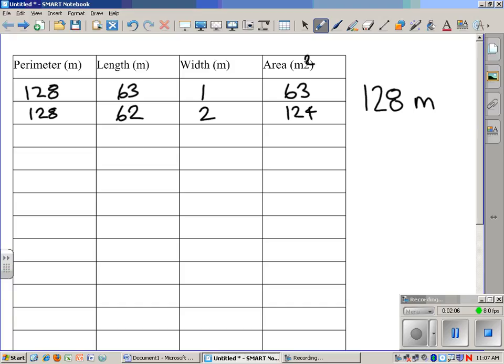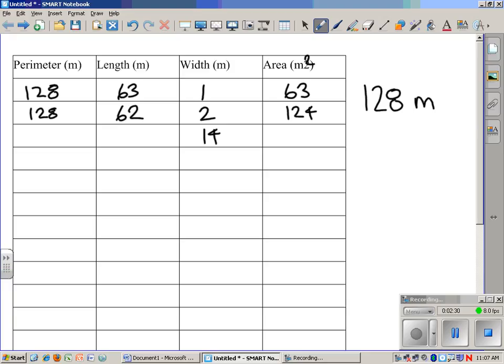Do you want to try a width of 3, or do you think we should jump up more? Okay, let's jump up. How about we jump to 14 for now? Okay, so we're going to jump up to 14 here.